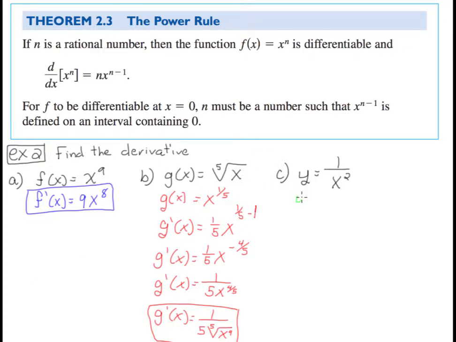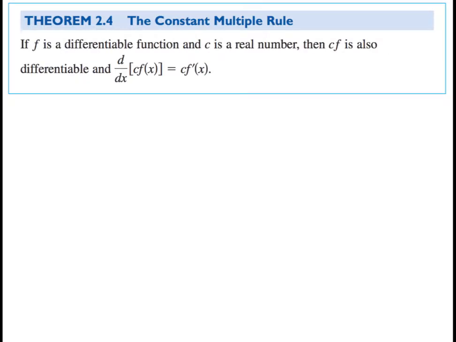For example C, let's rewrite that. So I have a variable raised to a power. So I have y is equal to x to the -2 power. And now we're going to use the power rule. So that'd be -2x to the -3rd power. And let's get rid of the negative exponent. And so I'll rewrite this as -2 divided by x cubed. So since my original problem had only positive powers, my final answer should only have positive exponents.